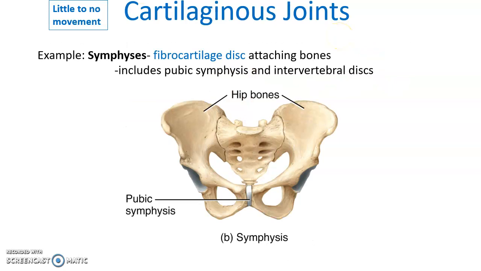Cartilaginous joints have little to no movement, although sometimes some movement. Examples of these include the symphyses, so the pubic symphysis, a piece of fibrocartilage connecting the two hip bones, or the intervertebral discs, another type of symphysis.